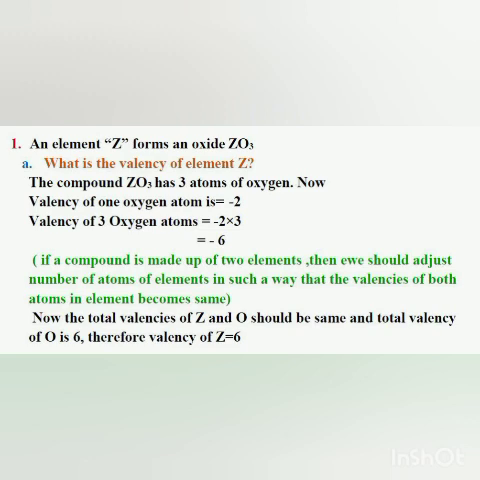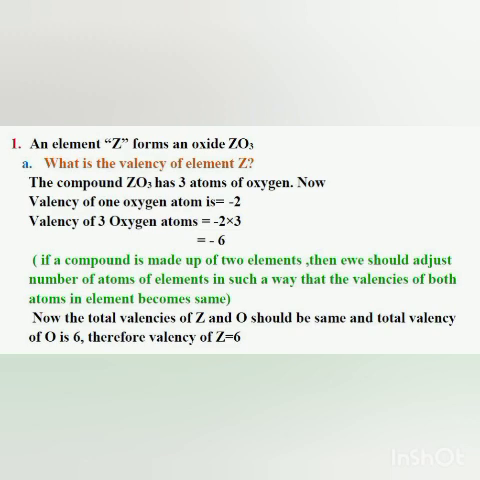It is very easy. Now see here, the compound ZO3 has 3 atoms of oxygen. How many atoms does it have? 3, and the valency of one oxygen atom is 2. How will you know that? For that you have to go through table 3.6 given on page 37. So there are 3 atoms and the valency of one atom is 2, so the valency of 3 atoms will be 6. The valency of one atom is minus 2, so the valency of 3 atoms will be minus 6.